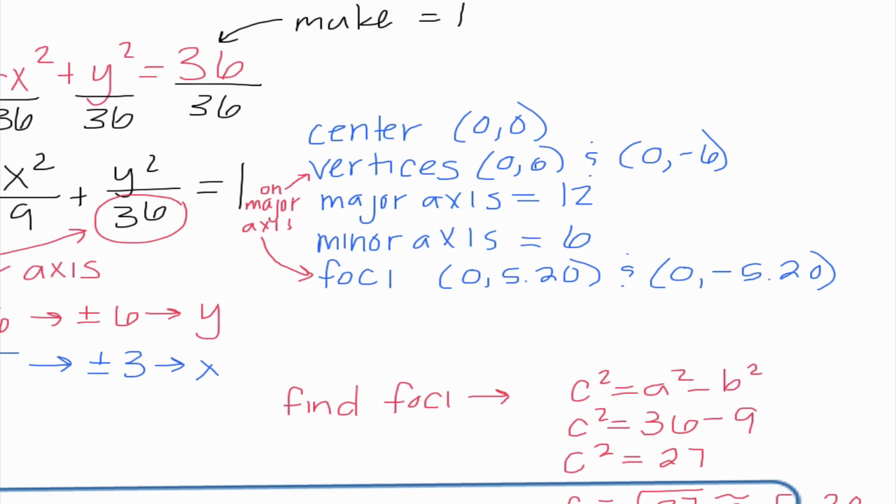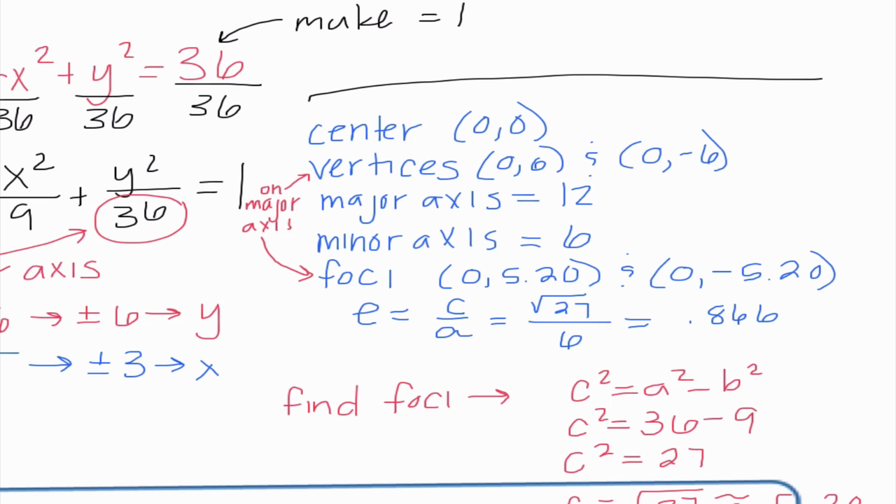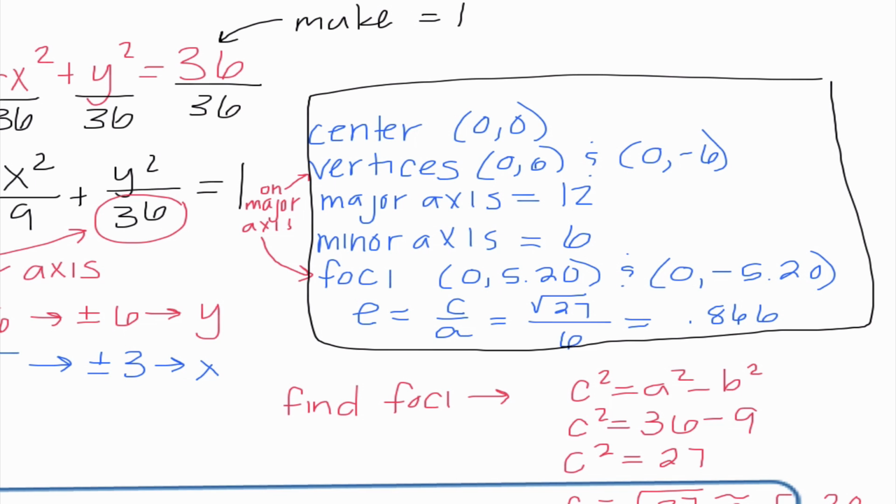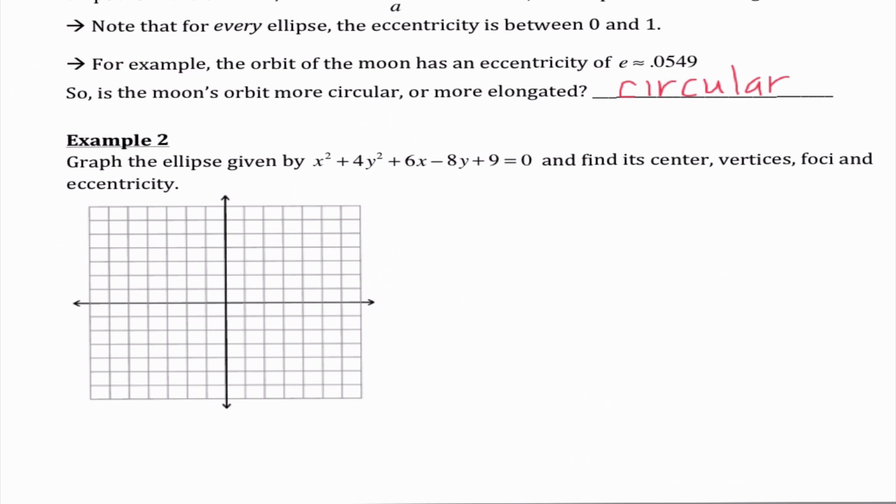The final thing that we need to find is the eccentricity. Just to remind you, it is c over a. We just found that c is radical 27. A, we said, has to be the square root of the big number, which is 6. So I get 0.866. Okay, so a lot of info for one problem, but the way that we find these is going to be consistent every single time.